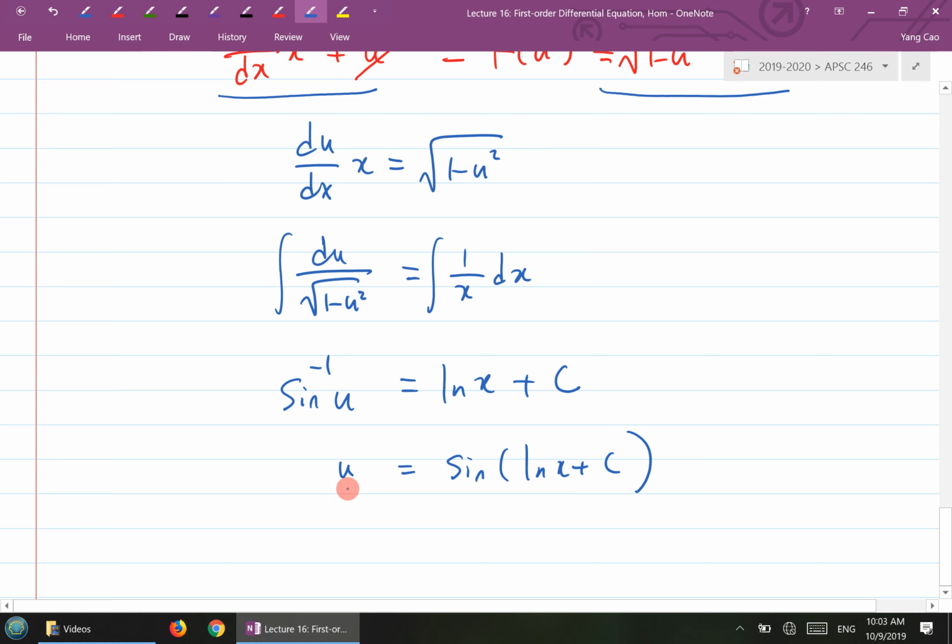So now you get a u and an x, but don't forget your actual objective is to solve for y. Right? So what's u? u equal to y over x. So replace the u back with y over x. So we get y equal to x times sine bracket ln x plus c. Okay, seems to be a very strange solution, but you got the solution, right? Yeah. If you have an initial condition, then you can solve for the constant c. Yes?